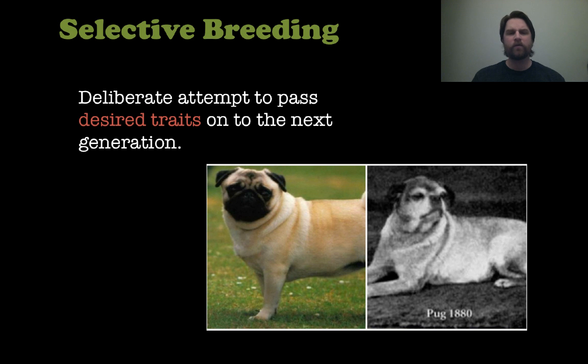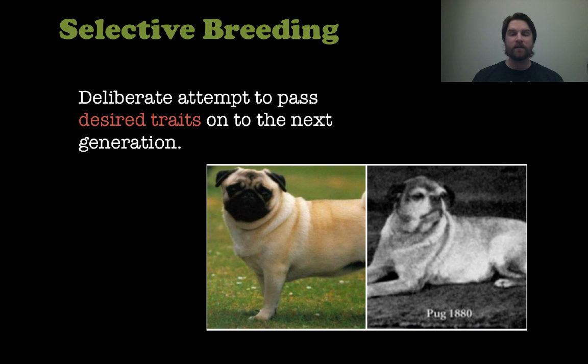So let's start with the first one, which is selective breeding. Now, this is a deliberate attempt by humans to pass desired traits on to the next generation. One of the ways that we see this is in dog breeding. I have an example here of a pug, what it looks like today on the left-hand side, and what it looked like in 1880 on the right-hand side. And you notice quite a few differences.